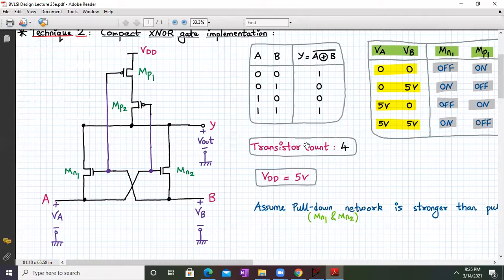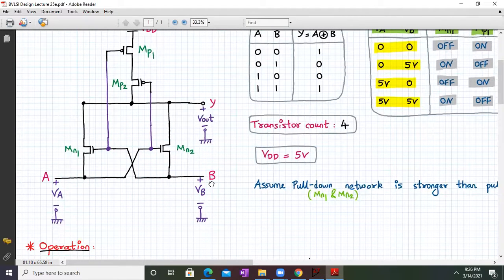So this is the circuit diagram for a compact transistor level implementation of a 2-input XNOR gate. We have two PMOS transistors, MP1 and MP2, connected in this fashion, and two cross-coupled NMOS transistors, MN1 and MN2, connected in this fashion. The two inputs are connected over here at the source terminals of the NMOS transistors, and we have named the voltages as VA and VB, measured with respect to ground.